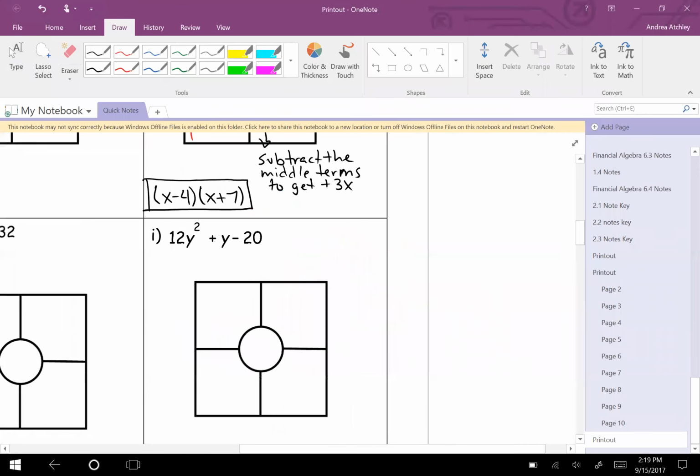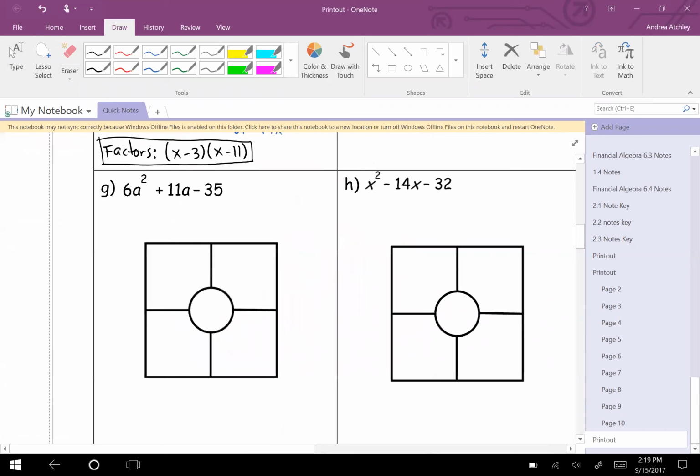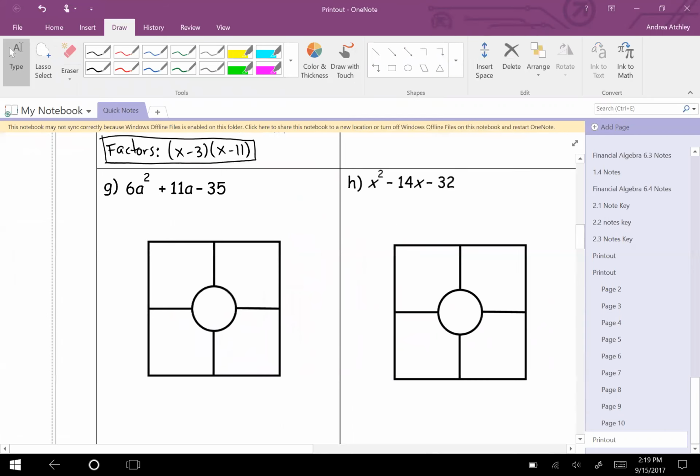Okay, let's go on to the next one. So we have our 6a squared plus 11a minus 35. This one might take a little bit more guessing and checking here. Okay, so you probably want to do this problem in pencil and not in pen. So if you have a pen, you might want to try and get a pencil because you're going to have to erase a little bit here.